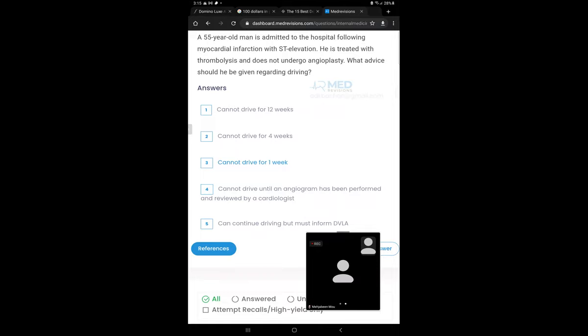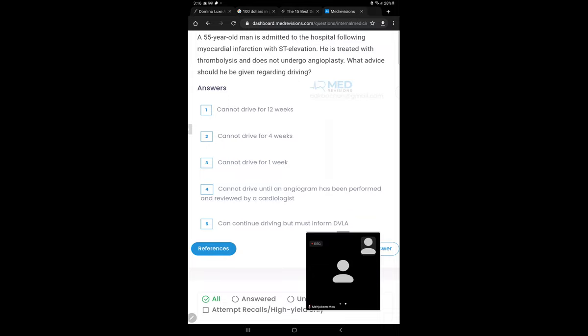So this one says, what advice should he be given regarding driving? He's treated with thrombolysis and does not undergo angioplasty. So there's a 55-year-old. He had an MI with ST elevation. He was treated with thrombolysis. Now, there's a particular criteria for DVLA for different kinds of diseases and how you might treat them, and what is the ruling, how many days after a particular event do we send them for driving again, right? So this person had thrombolysis and no angioplasty. He had an MI with ST elevation.